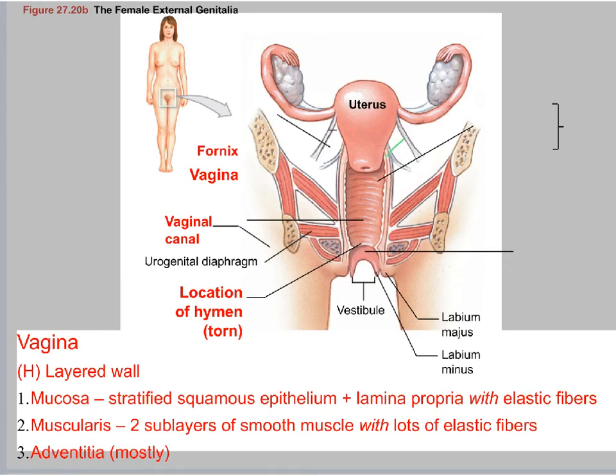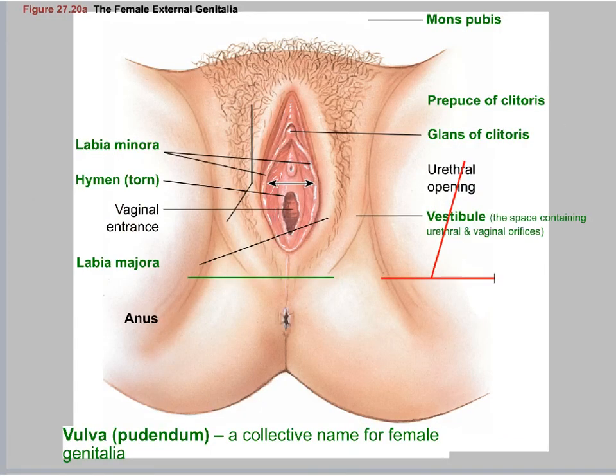So here's the fornix right here, although they're not as obvious, and we've lost some formatting here. And then this is the vagina, that distendable elastic tube, and then that leads to the external environment. Okay, and now we've reached the external environment, and that brings us to the structures that make up the vulva.